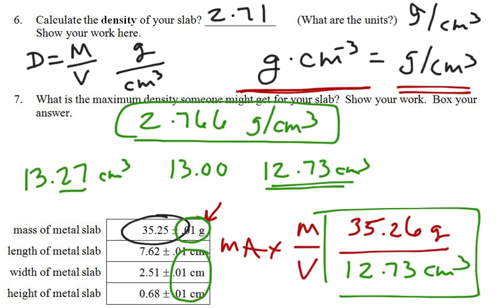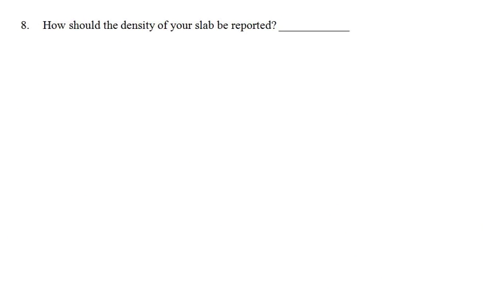And you can try out your own values and make sure this will be close if it's not exactly correct. So again, you want to get the largest mass that you can get, and you want to get the smallest volume that you can get to get your maximum density. So now how should our density be reported?